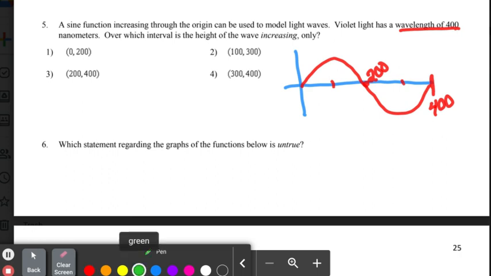over which interval is the wavelength increasing? So it's increasing here and here. In the red section, it's decreasing. So from 0 to 200, it goes up and back down. 200 to 400, it looks like that. 100 to 300, it's kind of like this. But from 300 to 400 right here, it's increasing. So that's your answer.